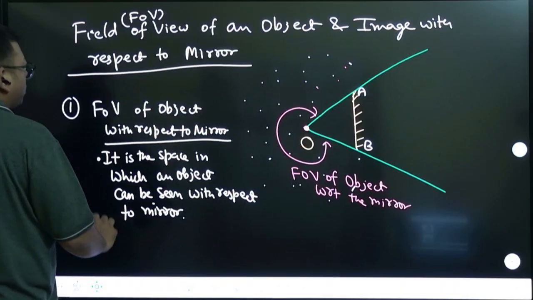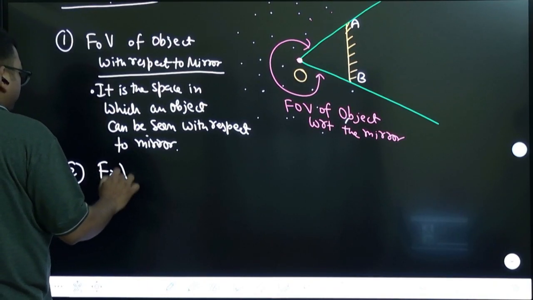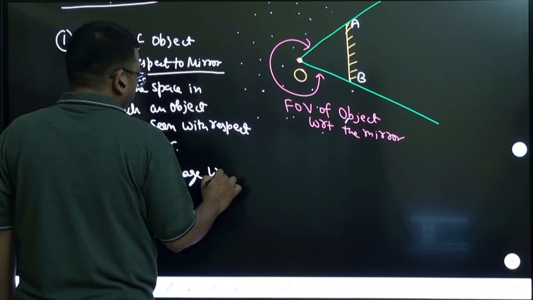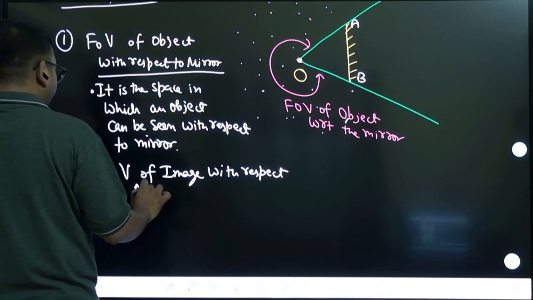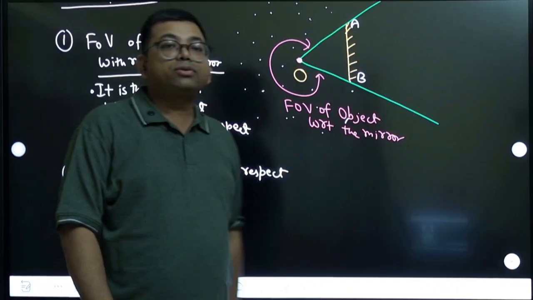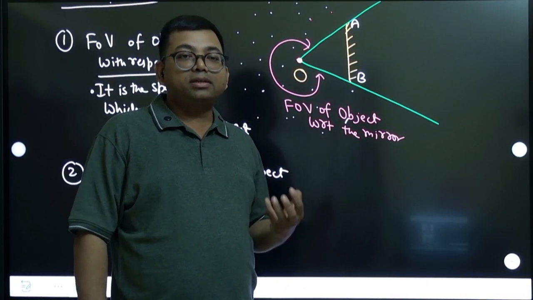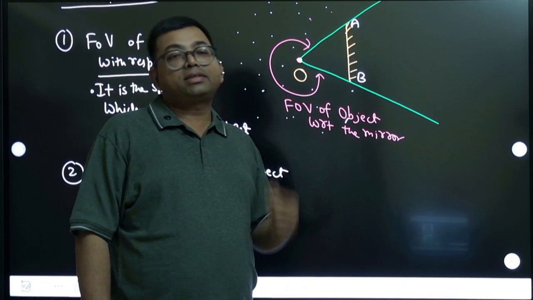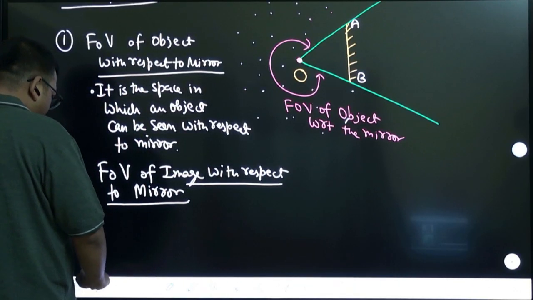Then what is the field of view of the image? The second thing is the field of view of the image with respect to the mirror. This chapter is very big. Many concepts are there. When I initially used to teach, I never used to cover all these concepts. After I saw some of the good books that gave a lot of theory and problems based on that, I started covering these things. Otherwise, we can quickly finish this chapter like in NCERT, which has not covered much content.